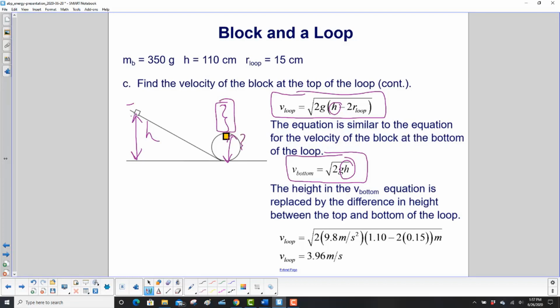Okay, let me just be a little clearer. Here's 2R. This whole height here is H. So this piece, which is the difference in height between the top of the circle and the top of the incline, is H minus 2R, which is that equation there. So now, finally, we've done all the interesting work. Now it's kind of anticlimactic. We just put the numbers in, make sure you do the math right, get the units, and velocity at the top of the loop is 3.96 meters per second.